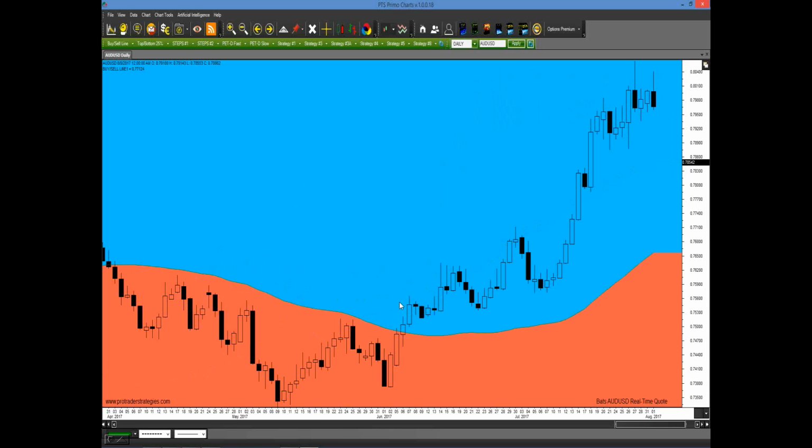But once we crossed above, we had consistent closes above in early June. Well, that was your key to look for setups, regardless of what strategy, regardless of what method you're using, but they should only be buy setups now. And you could have taken advantage of this nice run coming up into August in the Australian dollar.